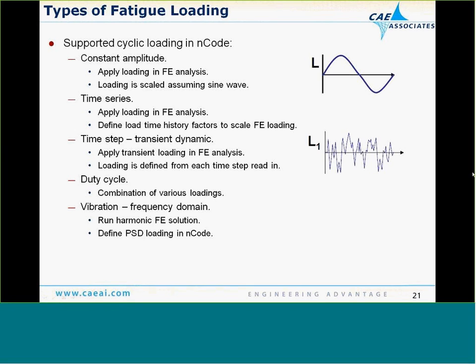So you would apply a transient loading in Workbench, let's say, and then you would define your cyclic loading by just reading in all of those steps during that transient event. nCode also gives you the ability to build duty cycles, which allows you to combine various types of loading, so that let's say you have a part that you know goes through various cyclic loadings throughout a huge event. You're defining different parts of that event. You have the ability to do that.